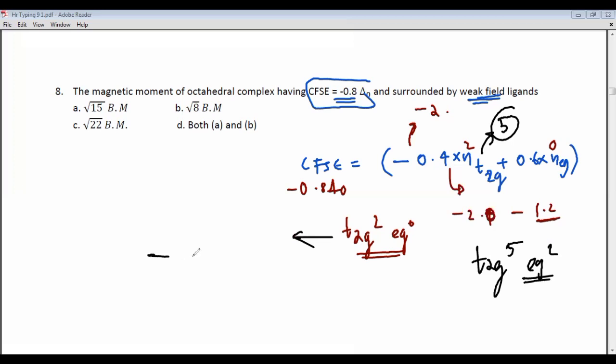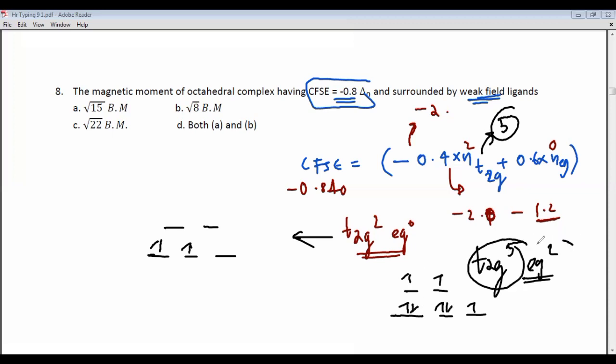So let's assign this configuration in a weak ligand. Weak ligand means 1, 2. Fine, this is in a weak ligand. 1, 2, 3, 4. Oh, in presence of weak ligand, sorry, 4, 5, 6, 7. Fine. t2g5, eg2.